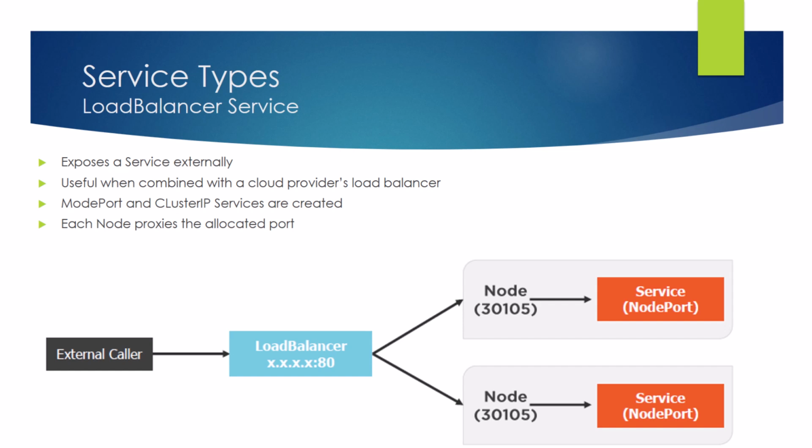Load balancers of course are important because as a call comes in, some nodes are busier than others, and we might want to route to different nodes based on the traffic. So a load balancer service exposes the service externally, and it's really useful when combined with a cloud provider's load balancer. So whether you are going to use AWS, Azure, GCP or some other cloud, they will definitely have their own type of load balancer.